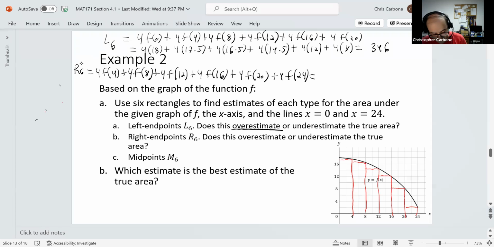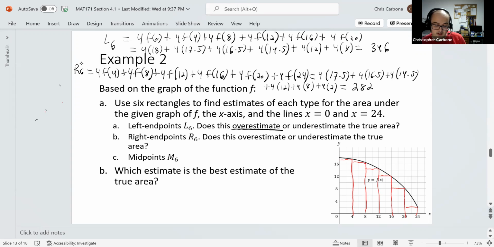Again, based on the guesstimates of each of these heights, this is about 4 times 17 and a half plus 4 times 16 and a half plus 4 times 14 and a half plus 4 times 12 plus 4 times 8 plus 4 times 2. And this one gives an estimate of 282.